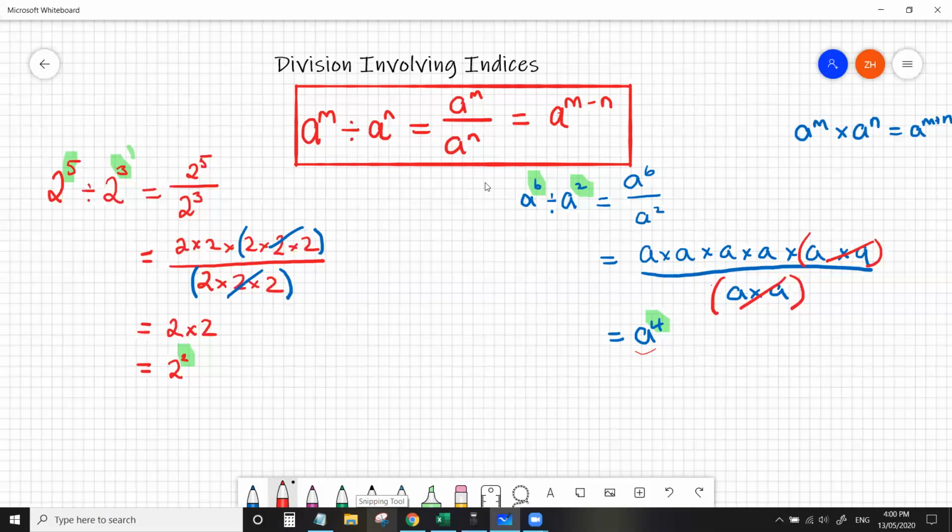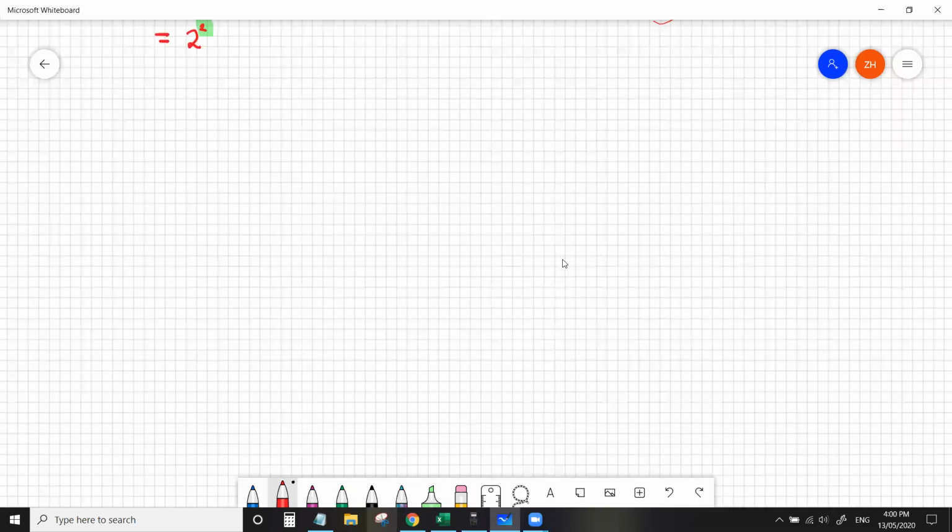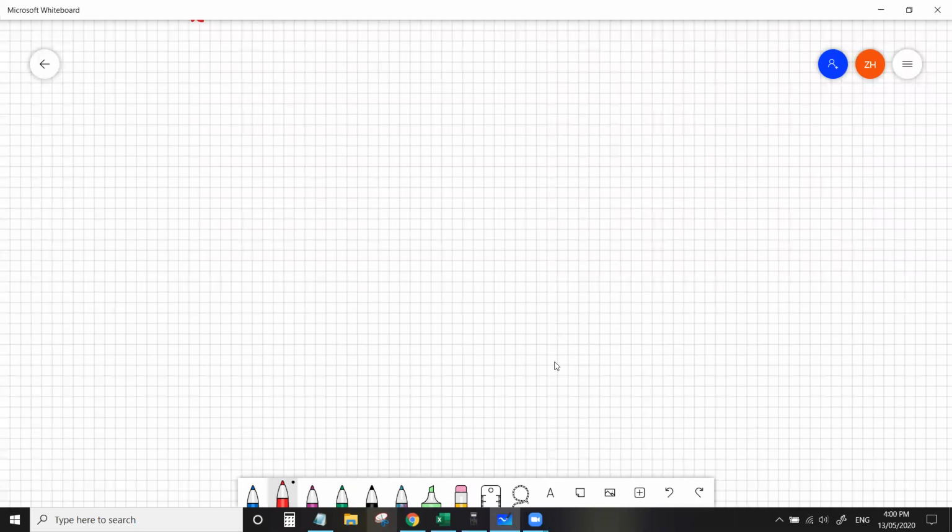So using this rule that we've just come up with, we're going to do a couple of examples. So here we go. I'm just going to rewrite the rule at the top here.